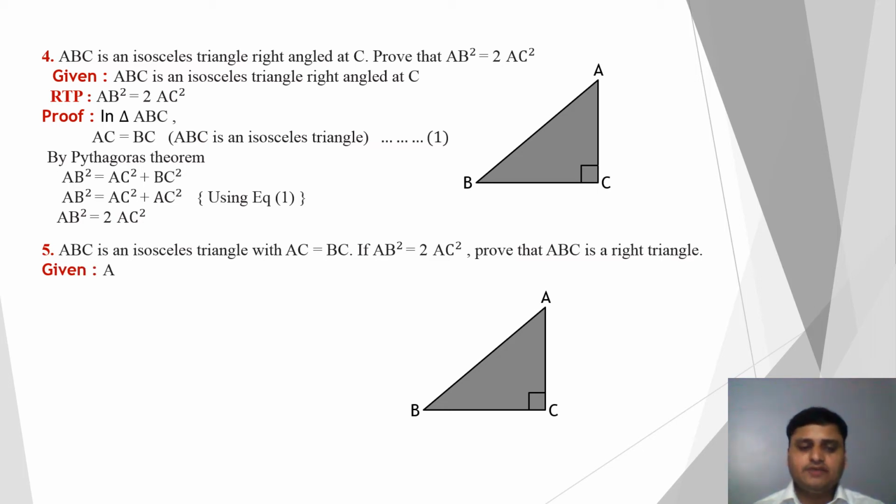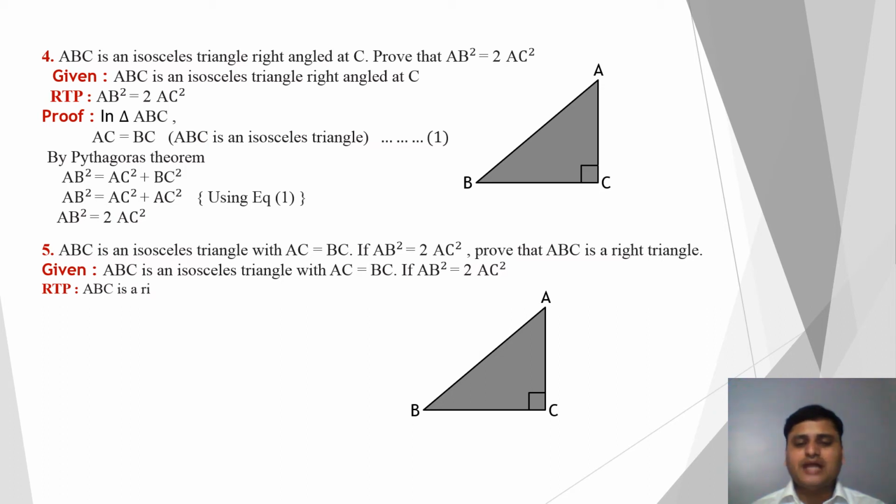So we will write the given. What is given? Triangle ABC is an isosceles triangle in which AC is equal to BC. Also it is given that AB square is equal to 2AC square. In RTP, we will write angle ACB is equal to 90 degrees, or we need to show triangle ABC is a right triangle.